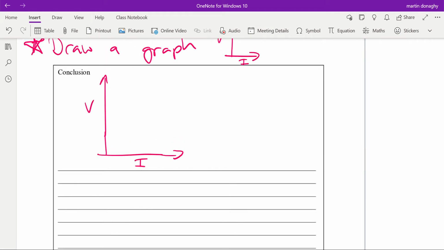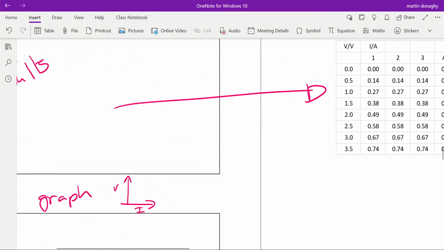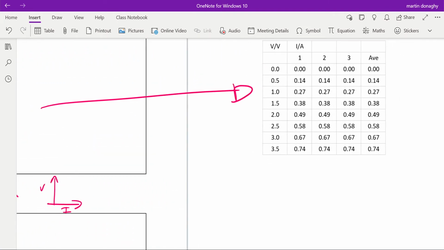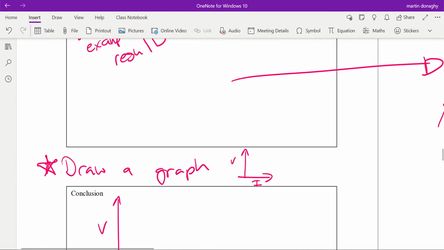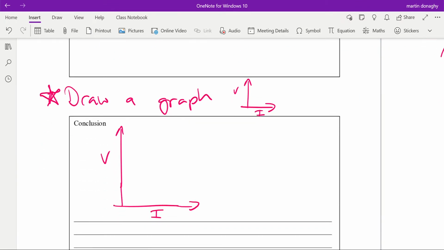Okay, so you should have drawn a graph from either your results if they look good, or you can use this little set of results here. So this is just our voltage in this column, and this will be our average current in that column. And if you plot a graph of V against I, your graph should look something like this.